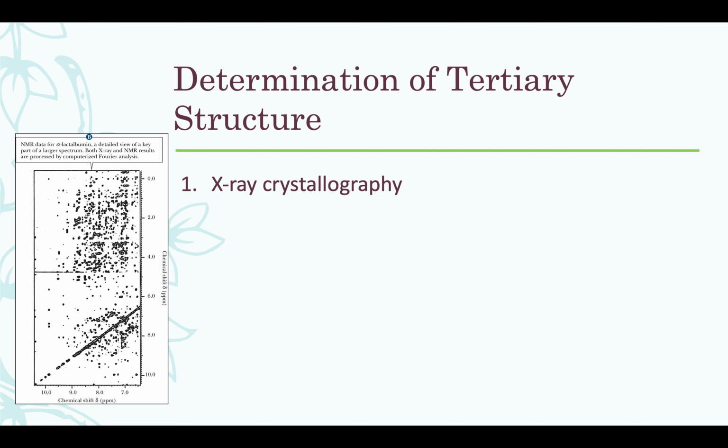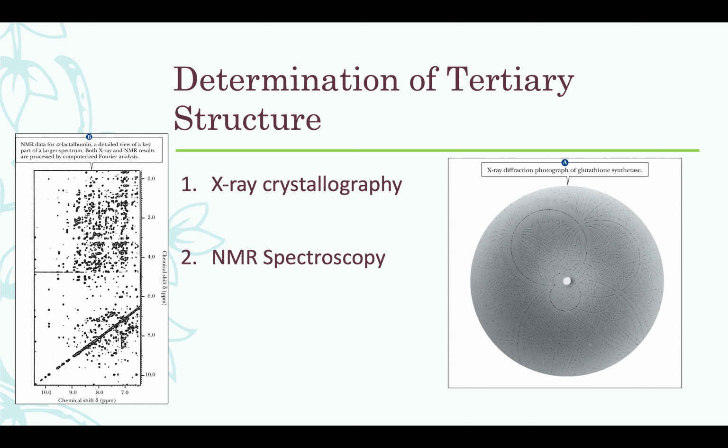Next, you can do 2D NMR. Here, a large collection of data is subjected to the same mathematical analysis as that of X-ray crystallography, your Fourier series. And it uses protein samples in aqueous solution instead of crystals. Now, this method ultimately depends on the distance between hydrogen atoms present in the protein. So shown here is an example of NMR data.